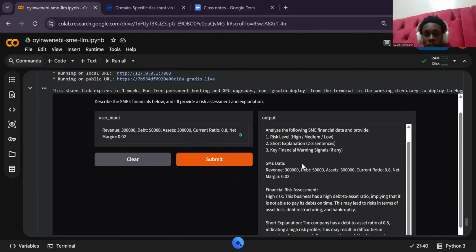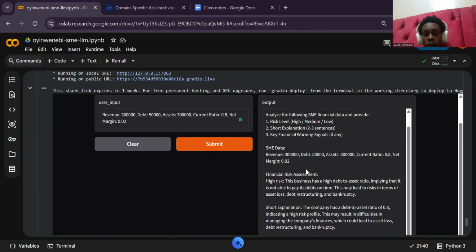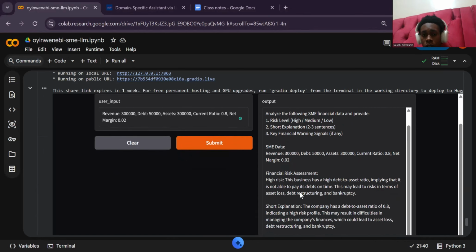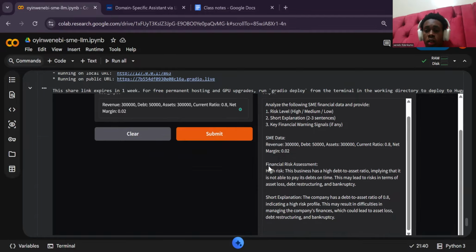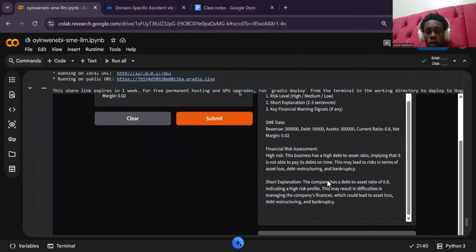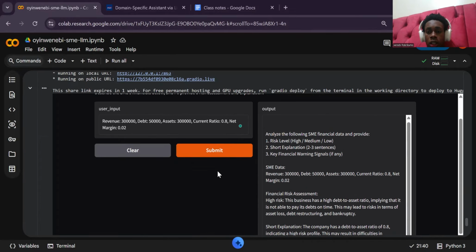The system has still said that this is high risk, and it gives reasons as well. This is what I was talking about earlier. It gives explanations. It doesn't just tell you it's high risk. This business has a high debt to asset ratio, implying it's not able to pay its debts on time. This may lead to risk in terms of asset loss, debt restructuring, and bankruptcy. So it gives you an explanation on everything. I think that's pretty neat.